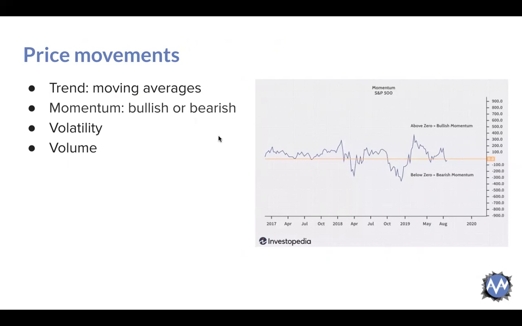And price movements. Price movements are often measured by these four measures: trend, momentum, volatility, and volume. We can see the trend by simply looking at the moving averages and Bollinger Bands. The momentum is by figuring out whether the stock is bullish or bearish. And volatility by dispersion of returns, and volume by looking at whether it is increasing or decreasing.